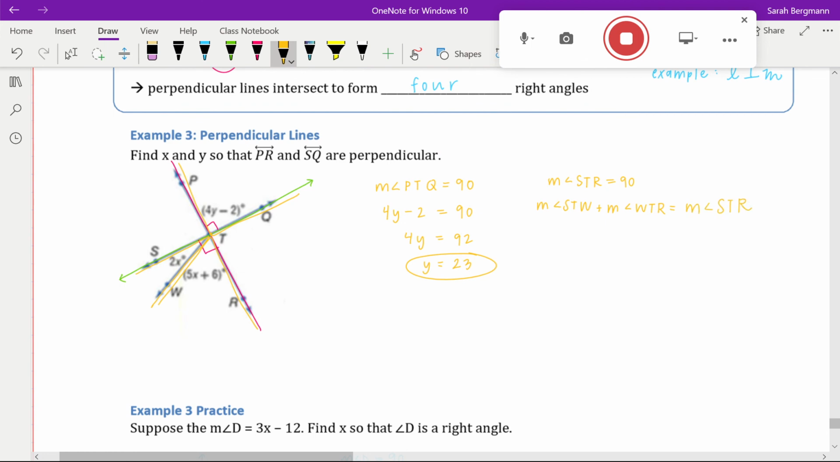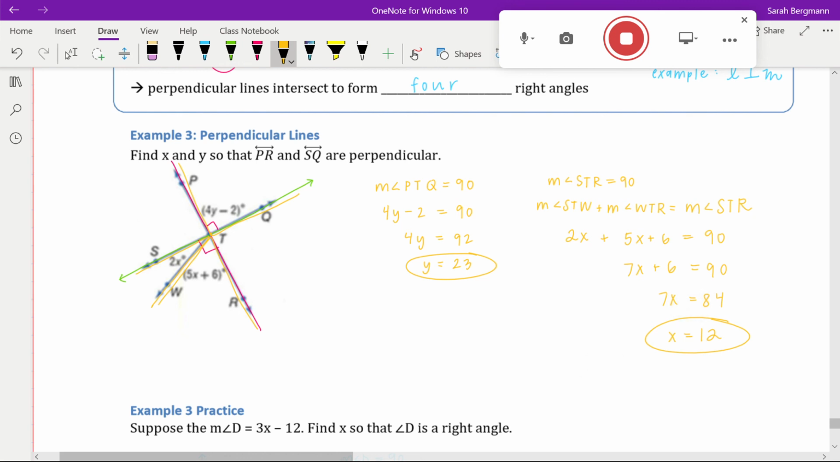I can substitute in all of my expressions and values now. The measure of angle STW can be represented by 2x. The measure of angle WTR is represented by 5x plus 6. And finally, I said that the measure of angle STR must equal 90, so I can put 90 in for that. Now it's an algebra equation. Combine your like terms, subtract 6 on both sides, divide both sides by 4, and you should get x is equal to 12.